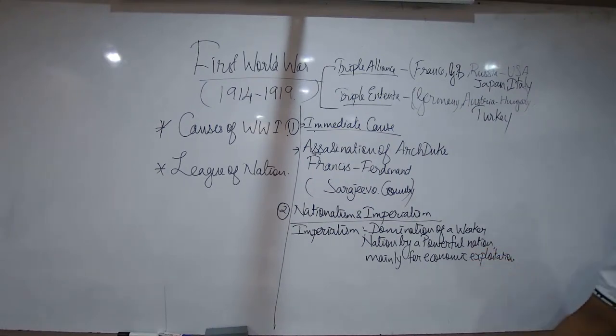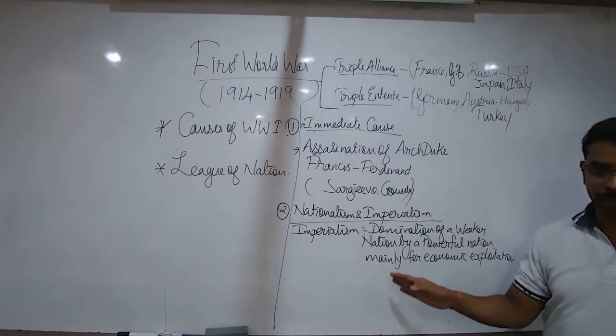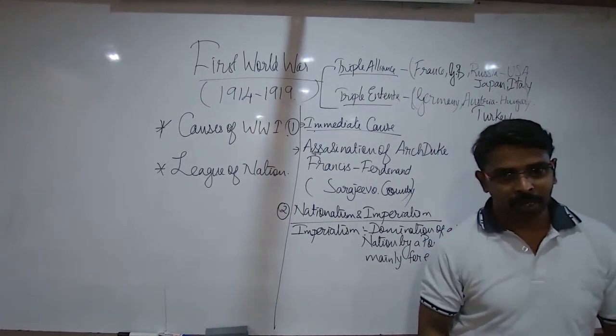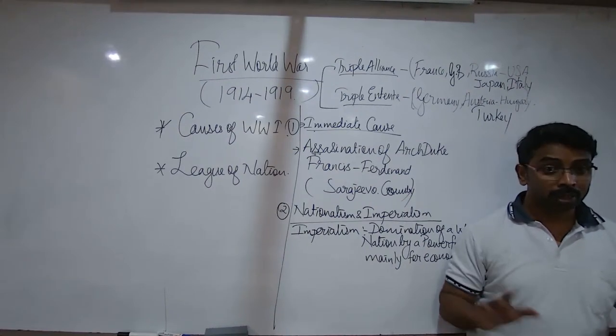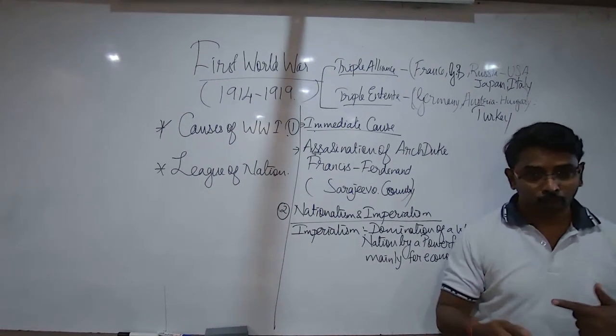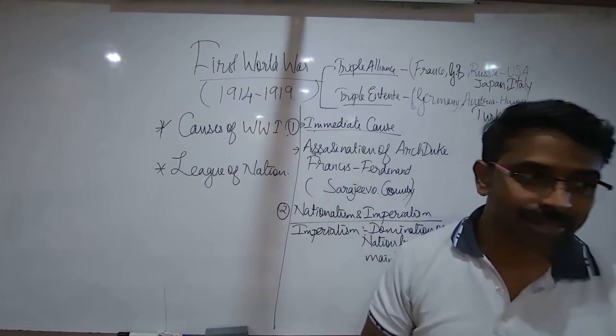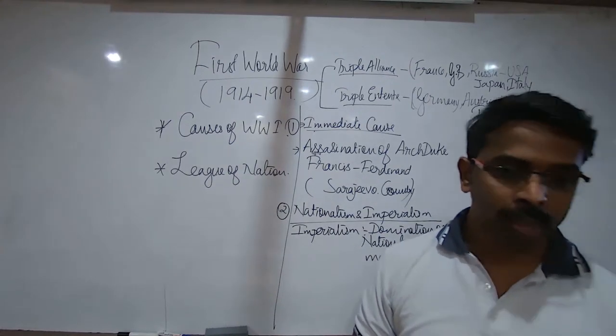You copy down this imperialism. Copy down. What is nationalism? You have already read. Imperialism, for example, I can say India was under the imperialistic power of British. So what they used to do? They used to capture all weak countries in which part? Asia and Africa.